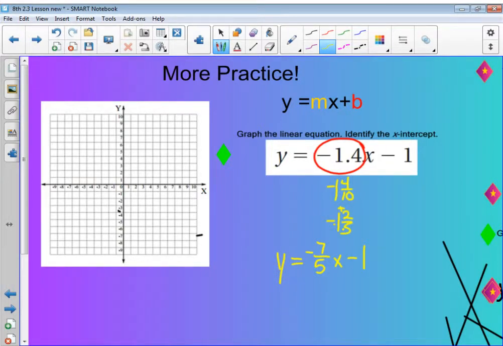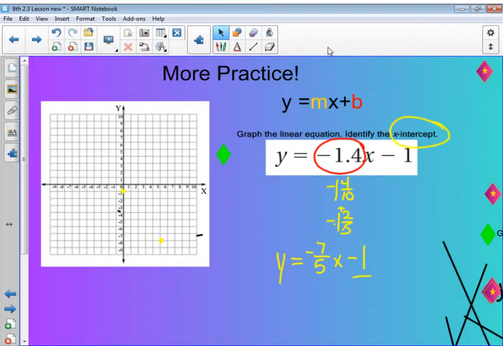So now let's go ahead and graph that. And then the question is asking, identify the x-intercept. So yeah, we're combining things that are a little more difficult and asking a new question. So I'm going to start at -1, put my dot. So -1 is right here. And then my slope is -7/5. So I'm going to go down 7: 1, 2, 3, 4, 5, 6, 7, and over 5: 1, 2, 3, 4, 5. So there's my second dot.